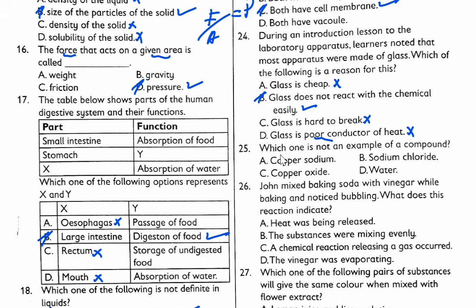Number 25. Which one is not an example of a compound? So you know that a compound is whereby we have two or more elements which are chemically combined. A, copper sodium, B, sodium chloride, C, copper oxide, D, water. So sodium chloride, you can see here we have sodium and chlorine, which are chemically combined. That one is true. Copper oxide is a compound, even water, we have hydrogen and oxygen. We know the chemical formula for water is H2O. You can see here we have hydrogen with oxygen, and therefore this is a compound. So copper sodium, there's nothing like this, and therefore that is not an example of a compound.